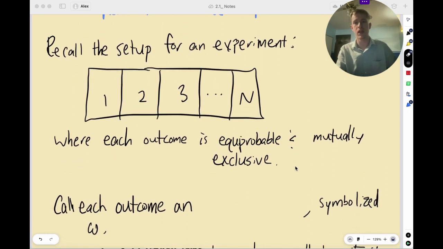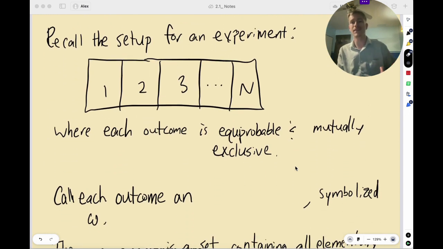Let's get started. Remember from Chapter 1, there's this thing called an experiment that had several different outcomes, which we can enumerate 1 all the way up to capital N. We called this the sample space. The important thing to note is that all of these outcomes we said were equiprobable, same probability of occurring, and mutually exclusive.